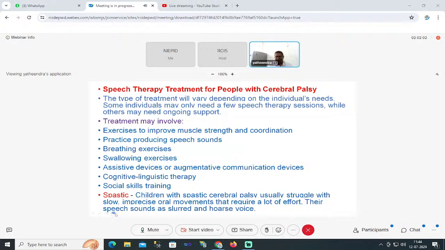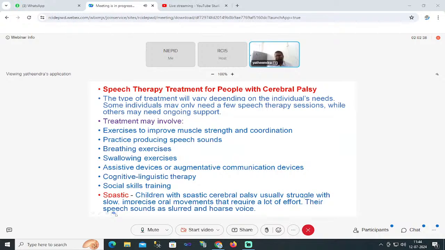for improving their clarity, their articulation, their projection, their voice quality, and the volume or intensity of the speech. Children with severe cerebral palsy require ongoing support for years together.